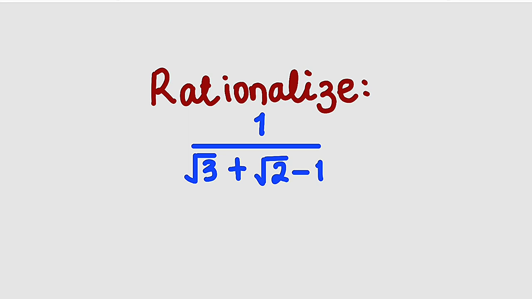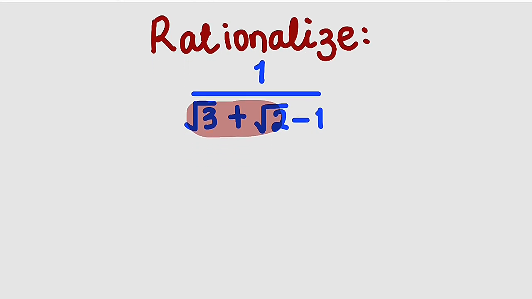So what will be the conjugate here? You can either group the first two or you group the second two. Consider them as a single term. So in this tutorial, I'm going to group the first two here. Therefore, we have root 3 plus root 2 as a separate term. Then we have minus 1. Therefore, the conjugate will be plus 1. So let us multiply the top and the bottom by that conjugate.